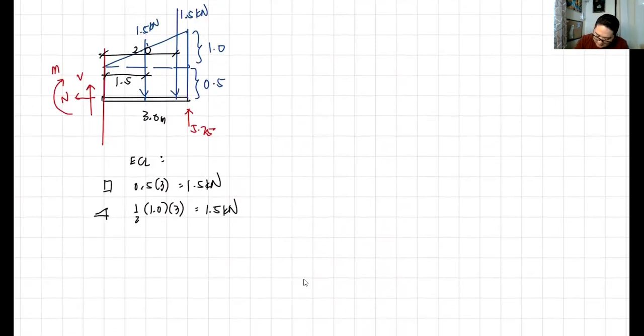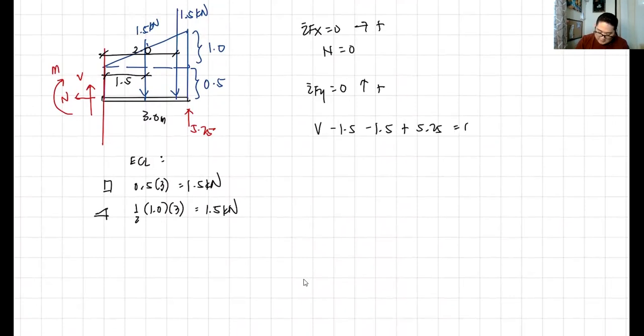Then we can now get our internal reactions. So we have summation of Fx equals 0, taking right as positive. Since there's no other force than N, that is our value. And then summation of Fy equals 0, taking upward as positive. So V minus 1.5 minus 1.5 plus 5.25 equals 0. That is V equals 2.25 kilonewtons, upward in direction.